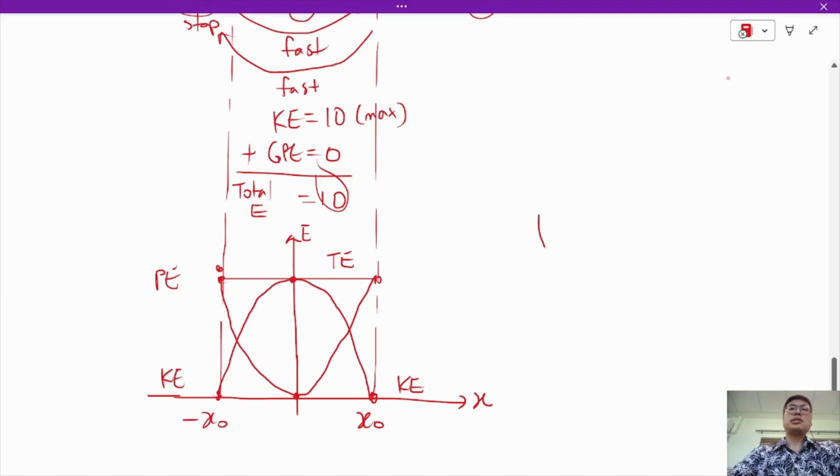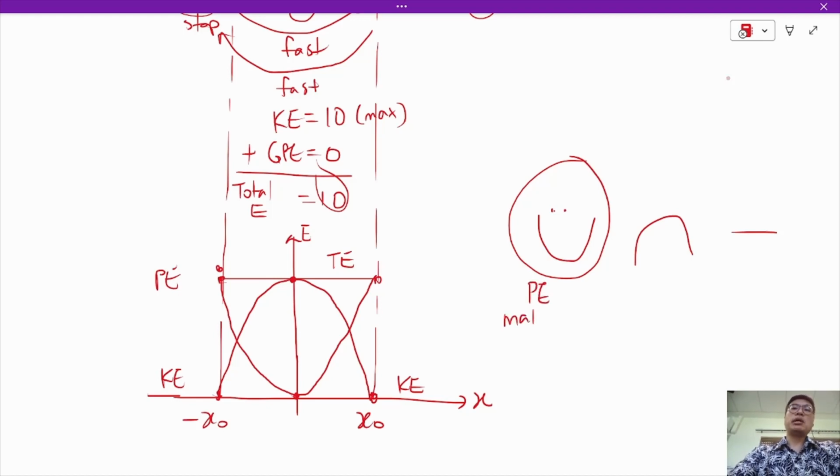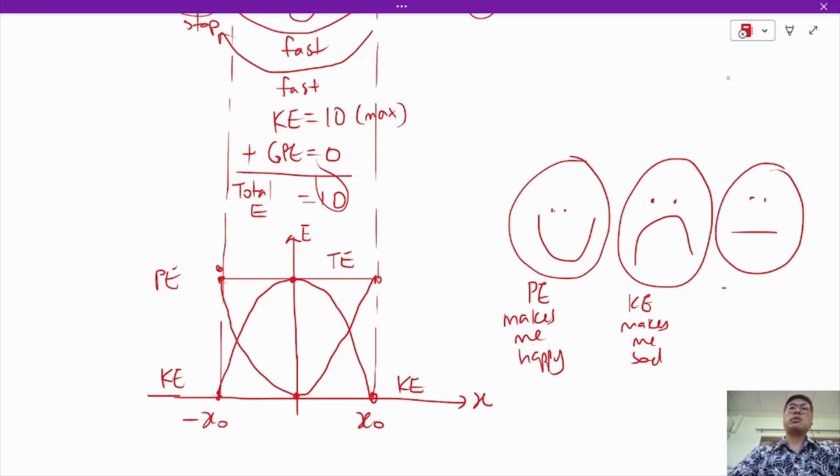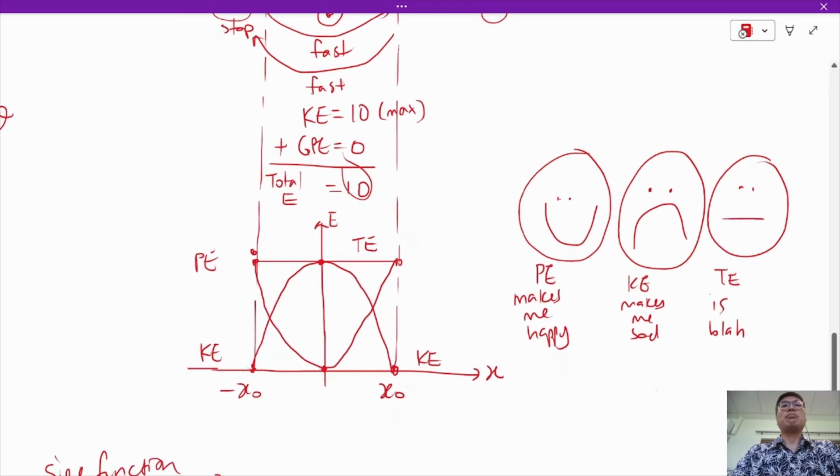All right, as you can see, it's made of 3 graphs, 1, 2, and 3. I like to call them the smiley face graph. The smiley face graph is the PE graph because PE makes me happy. And then the frowny face graph, if PE makes me happy, then KE makes me sad. And then the last one is TE. TE is like blah. So you can remember the 3 graphs as follows: PE makes me happy, KE makes me sad, and TE is blah.